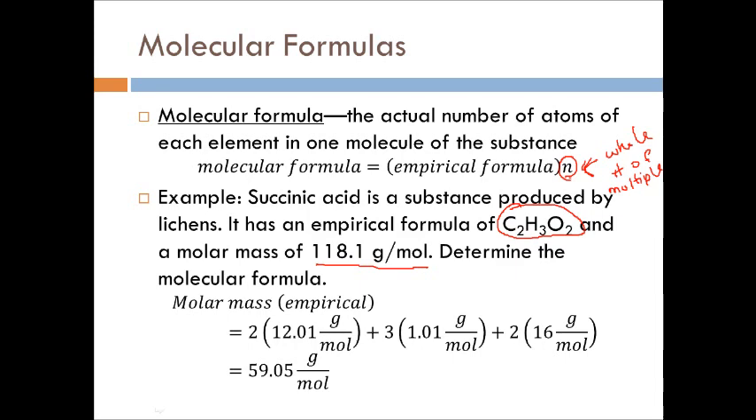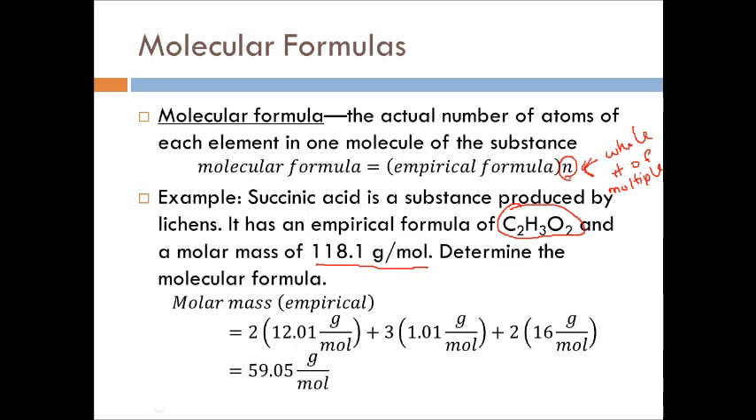What we have to do here is first figure out the molar mass of the empirical formula, and then divide that into the molar mass they gave us. We're going to get some sort of whole number ratio between the empirical formula molar mass and the actual molar mass. So here we go.